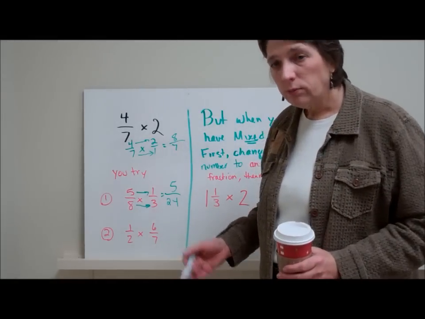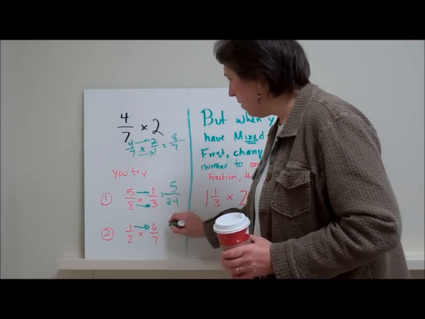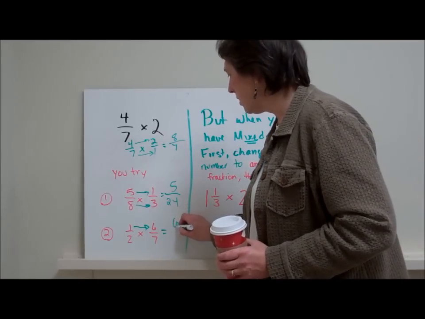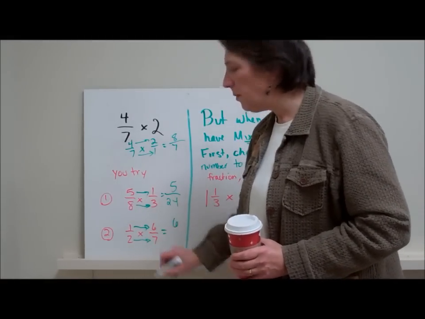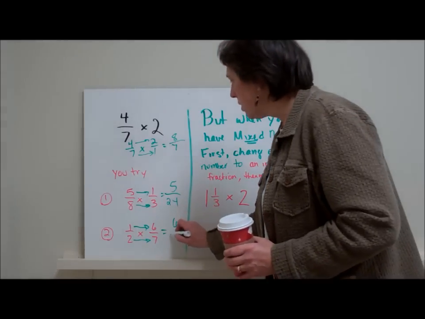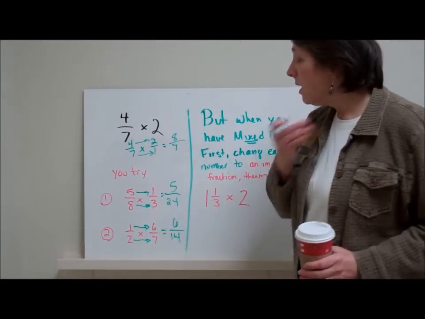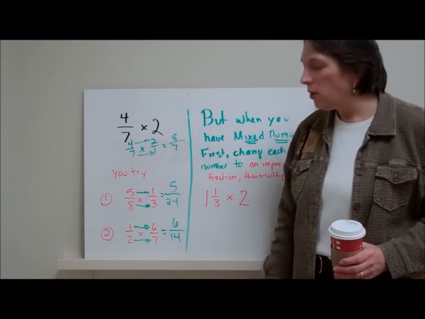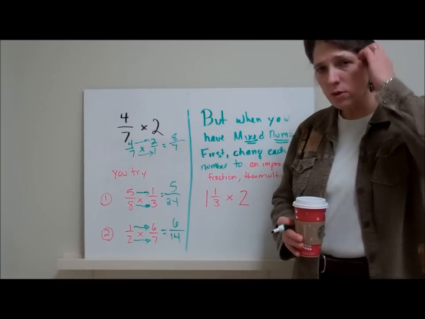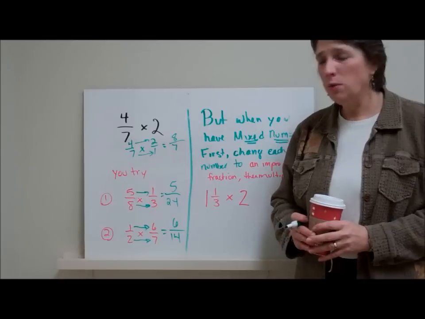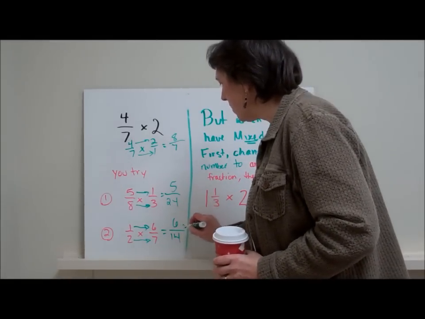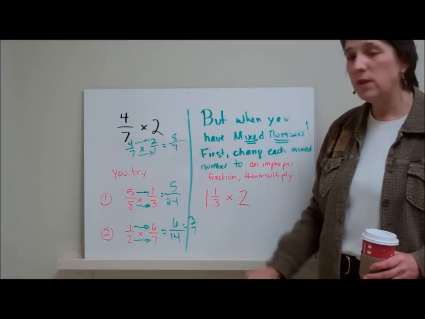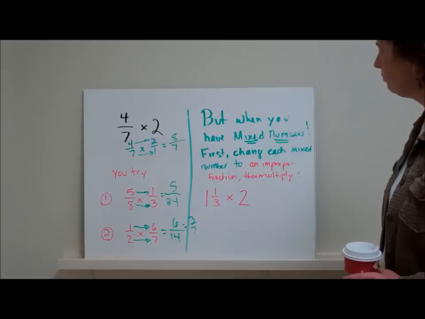What do we do? Numerator times numerator, which is 6, 1 times 6, and denominator times denominator, which is 14. Uh-oh. Is that in simplest form? No. What goes into both 6 and 14? Use your divisibility rules. They're both even. 2. So this simplifies to 3/7, and that's our final answer.